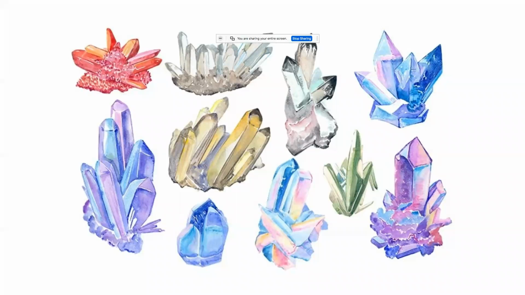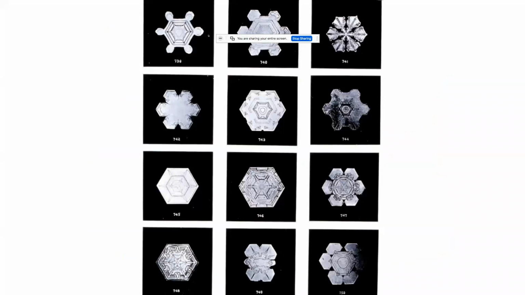Let's see. Here is another typology of snowflakes. So this is a microscopic view of snowflakes. Every snowflake, they say, is different. So here is what they look like under a microscope.